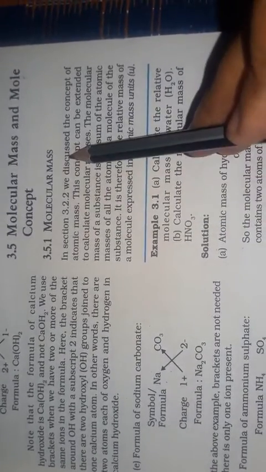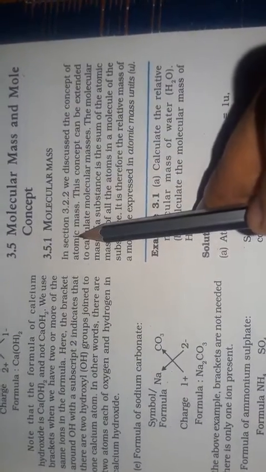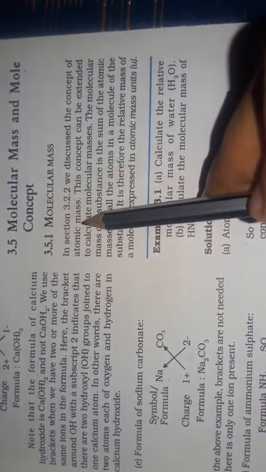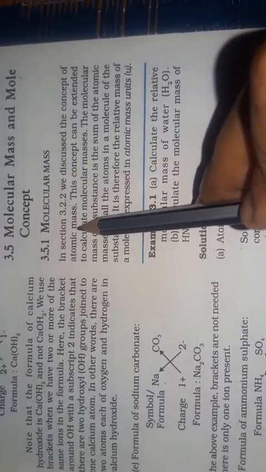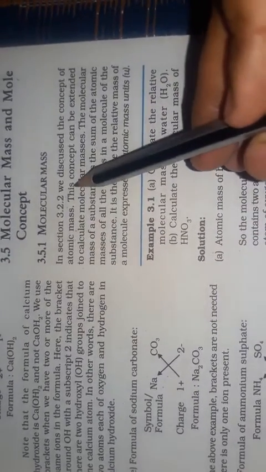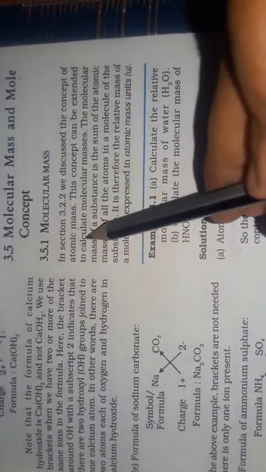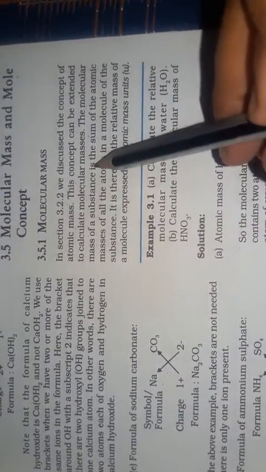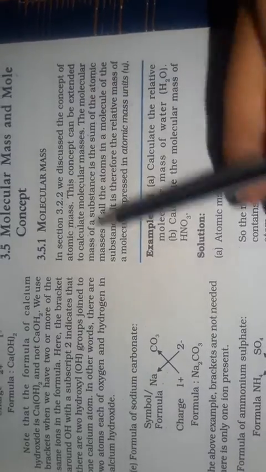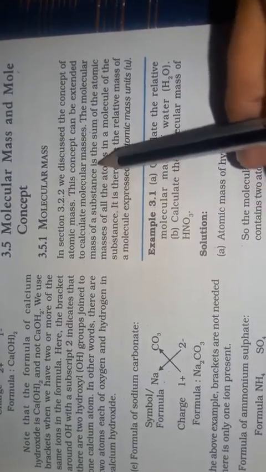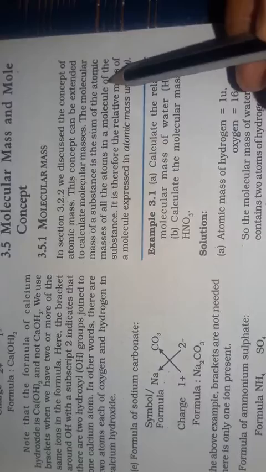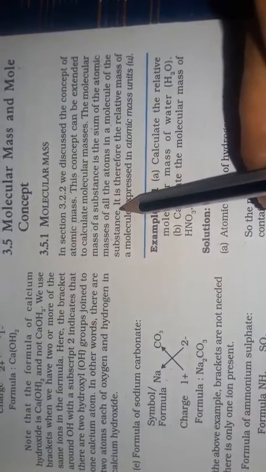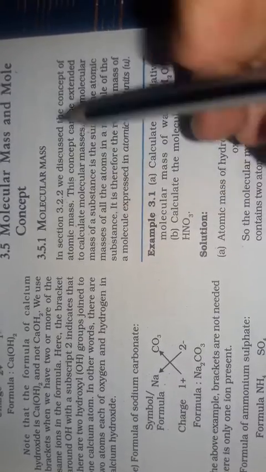We have discussed the concept of atomic mass in section 3.2.2 of your article. Atomic mass was already discussed in your previous classes. Now this concept can be extended to calculate the molecular mass. The molecular mass of a substance is the sum of the atomic masses of all the atoms in a molecule of the substance. So students, this is the statement about molecular mass.